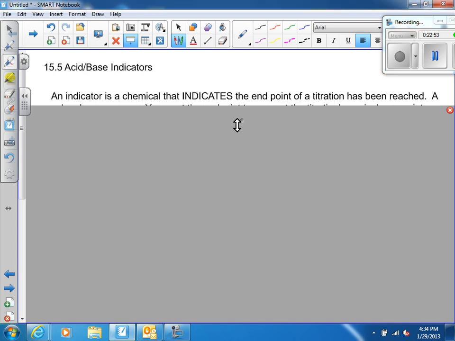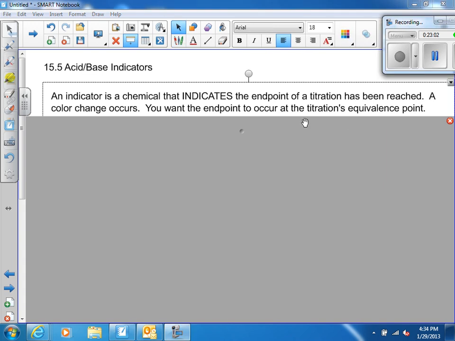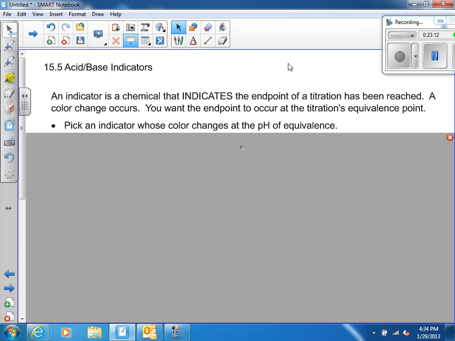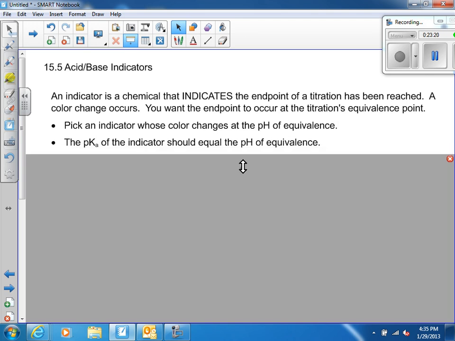Acid-base indicators. So an indicator, what is an indicator? It's a chemical that indicates the end point of a titration. So we've reached the end point, and there's some chemical that's going to indicate it. That chemical changes color. And you want the end point and the equivalence point to be at the same exact point. So you pick an indicator whose color changes at the pH of equivalence.